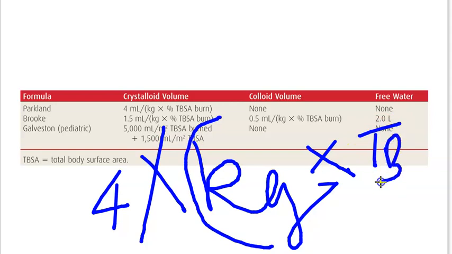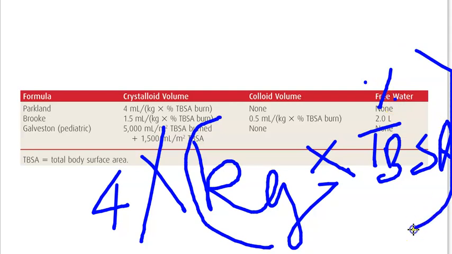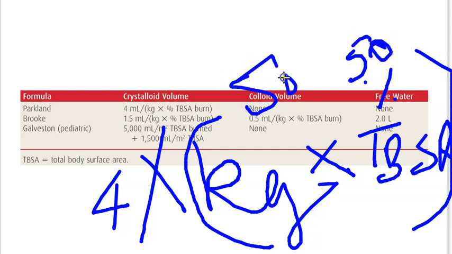Total body surface area burn. Percentage of total body surface area, okay? That is the burn. So, how much is this guy burnt? Let us say he is burnt around 50%, okay? And he is actually 50 kgs, this man, okay? 50% body surface area burnt.